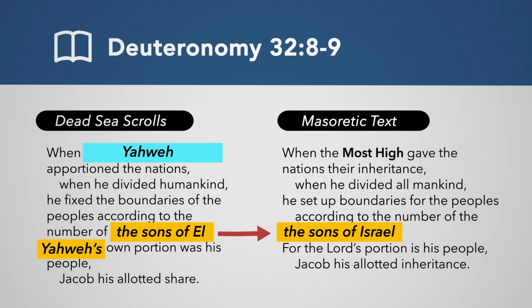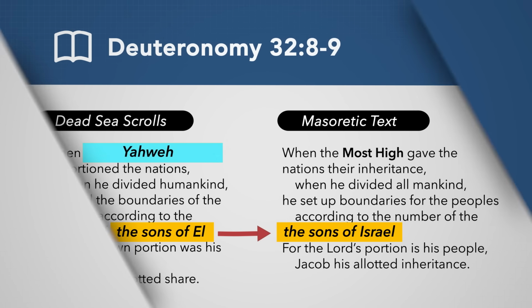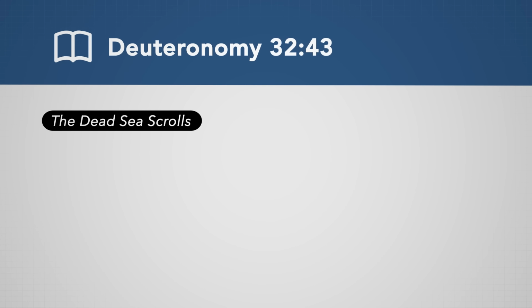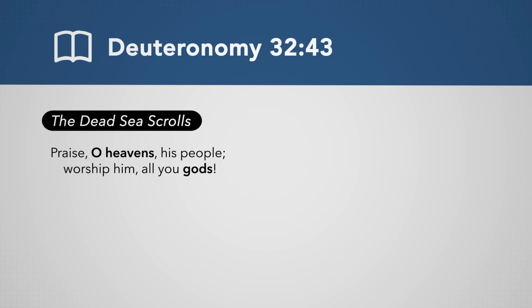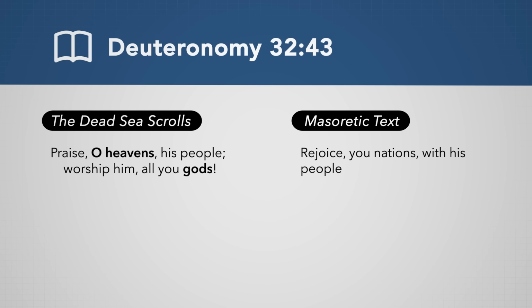The same thing occurs at the end of the chapter. In Deuteronomy 32:43, the Dead Sea Scrolls read, "Praise, O heavens, his people. Worship him, all you gods." Again, this presupposed the existence of multiple divine beings. But the Masoretic Text reads, "Rejoice, you nations, with his people." At some point, the polytheistic reference to heavens and gods has been removed by a scribe.